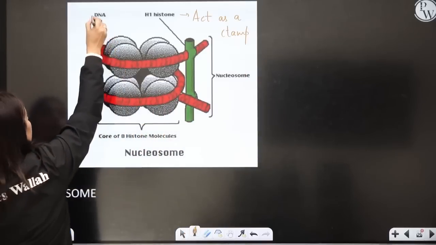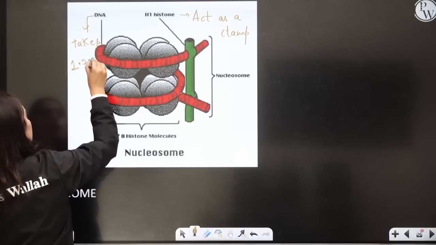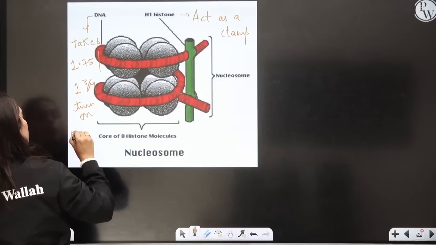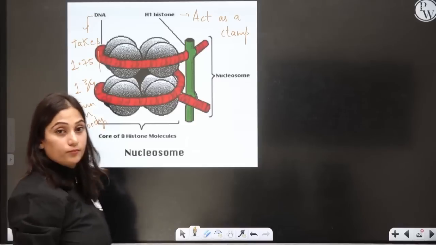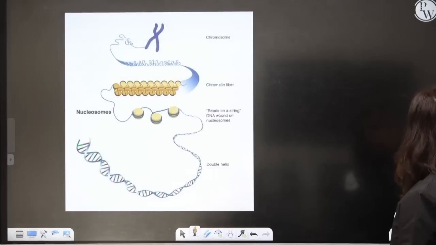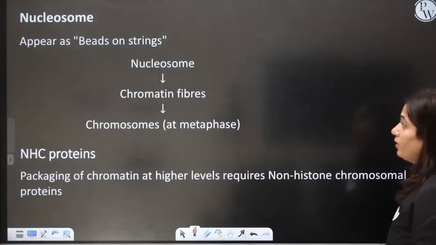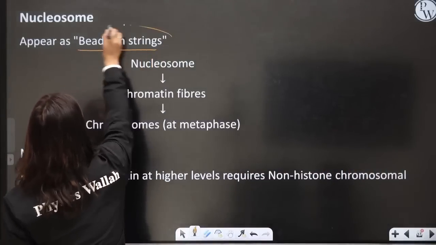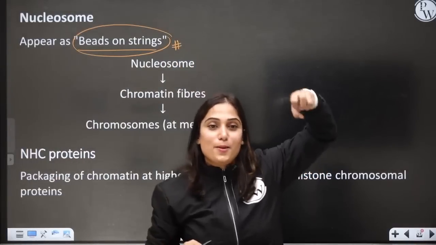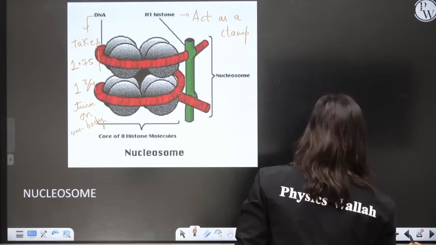Okay, and this DNA takes how many turns? It takes 1.75 or 1 and 3/4 turn on the nucleosome. So this is a nucleosome. So what would be the appearance of nucleosome? The appearance of nucleosome will be beads on string. Nucleosome will appear as beads on string. That means there is one long thread on which many beads are present. This is a nucleosome.